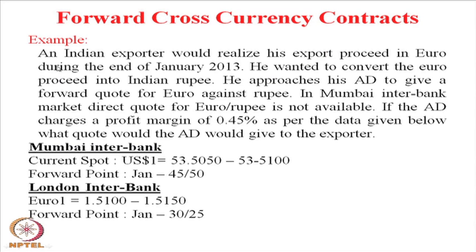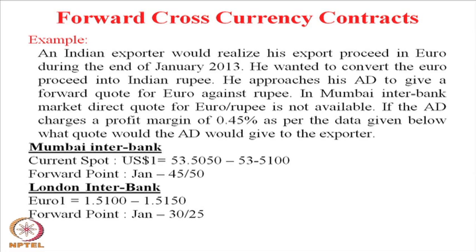The problem is here: an Indian exporter would realize his export proceeds in euro during the end of January 2013. He wanted to convert the euro proceeds into Indian rupee. He approaches his authorized dealer to give a forward quote for euro against rupee. The exporter is getting euro and he wanted the euro to be converted into Indian rupee. He is getting it after the end of January 2013.